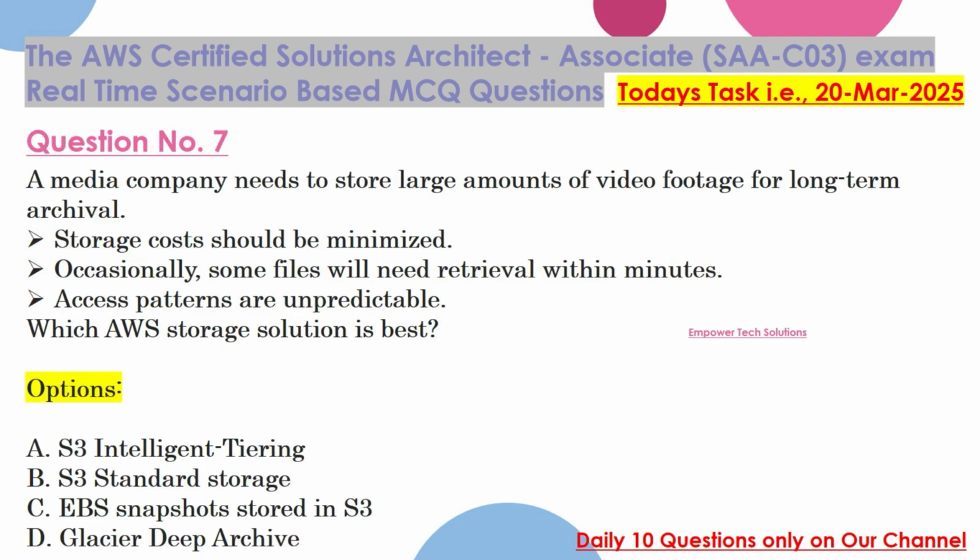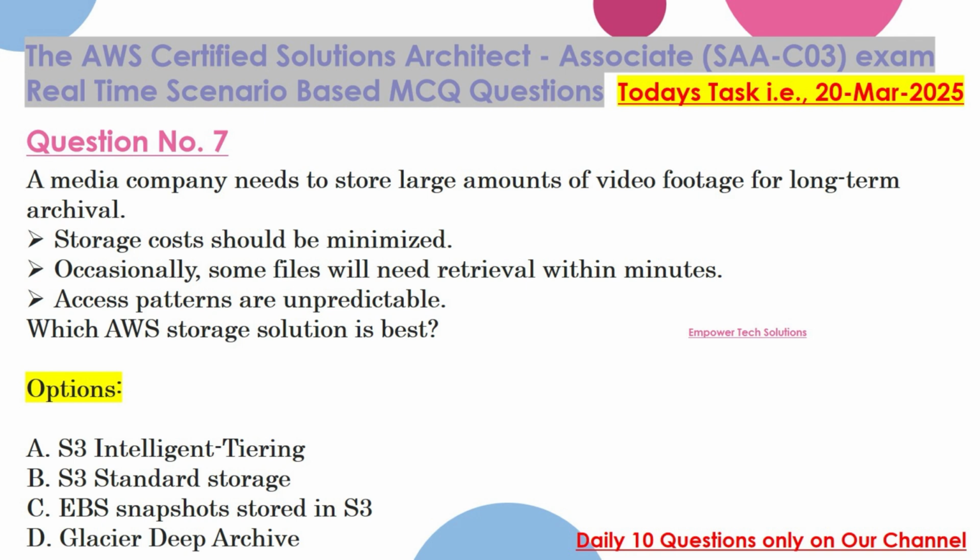Question 7. A media company needs to store large amounts of video footage for long-term archival. Storage costs should be minimized. Occasionally, some files will need retrieval within minutes. Access patterns are unpredictable. Which AWS storage solution is best?